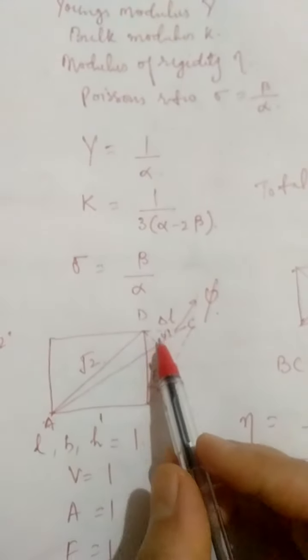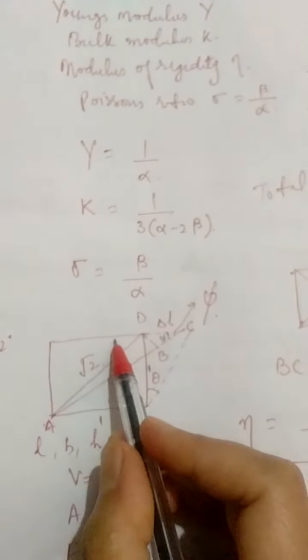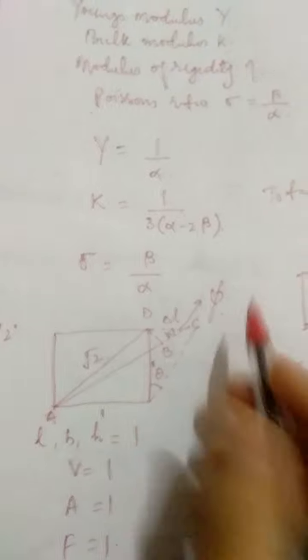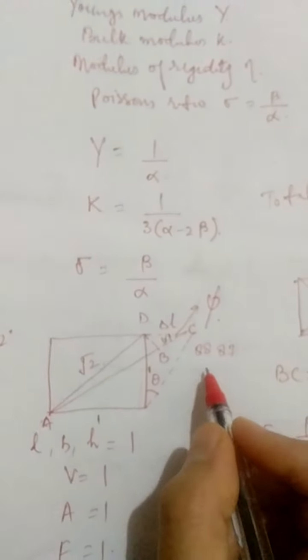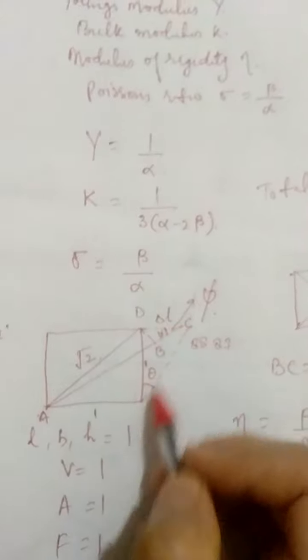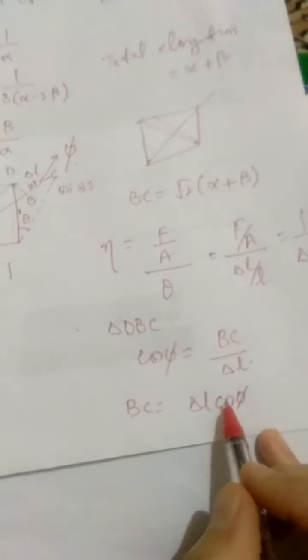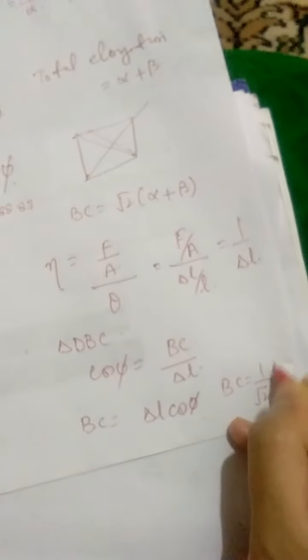Therefore, for practical purposes, we can say that this angle is 90, the way it is 90 here. The way it is 90 here, this is also 90. Though this angle actually should be 88 degree or 87 degree, for practical purposes we say that this is 90 degree and half of it would be 45, right? So what is cos of 45? That is 1 by root 2. So BC is equal to 1 by root 2 times delta L.